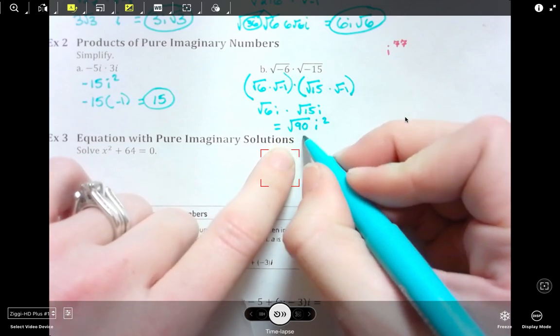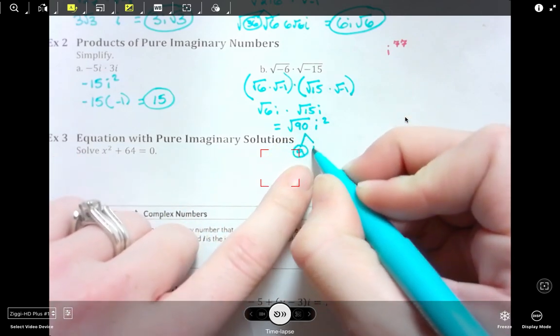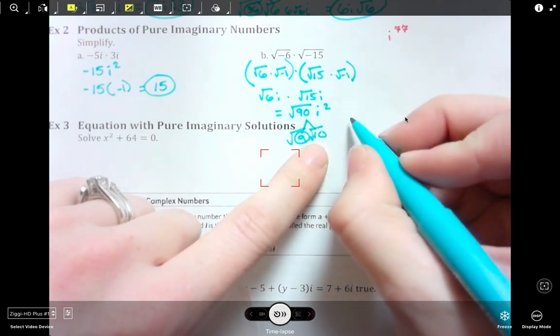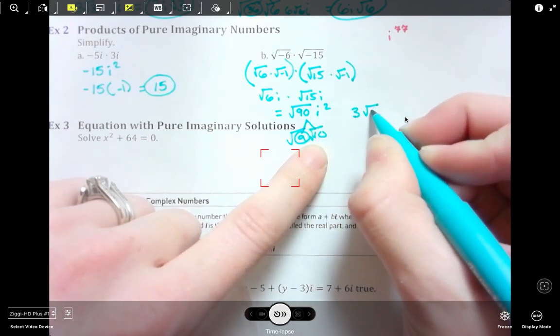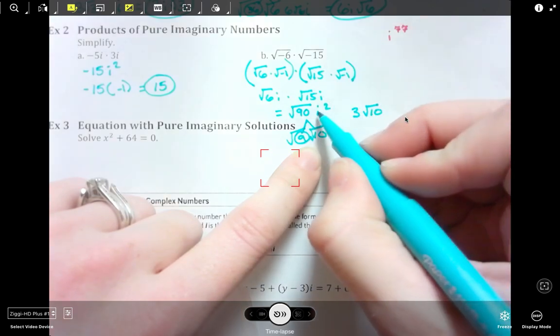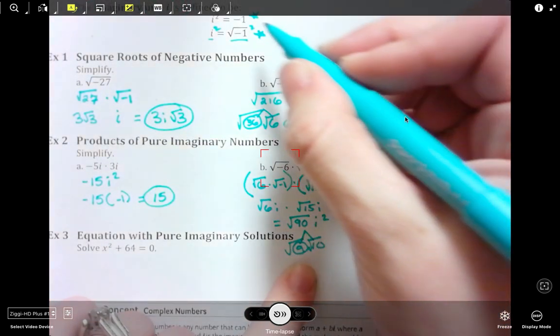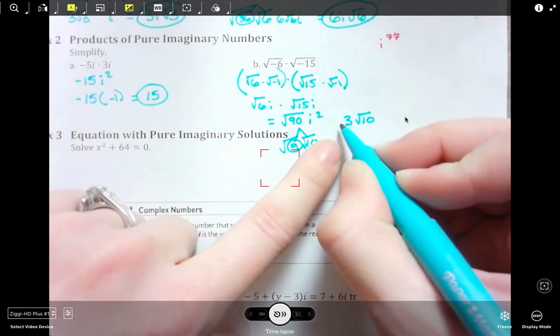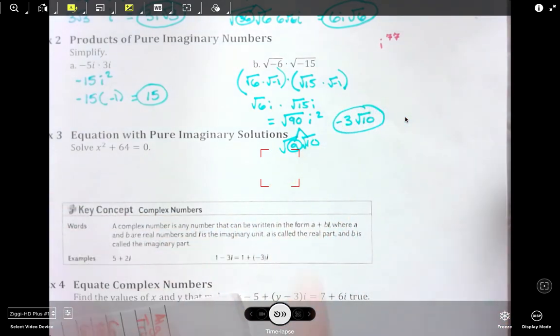Okay, the square root of 90 will break down into 9 and 10: the square root of 9, and the square root of 10. We get 3 square roots of 10. And this i squared, remember that i squared is -1. So we're basically taking this thing times -1, or putting a negative in the front of it.